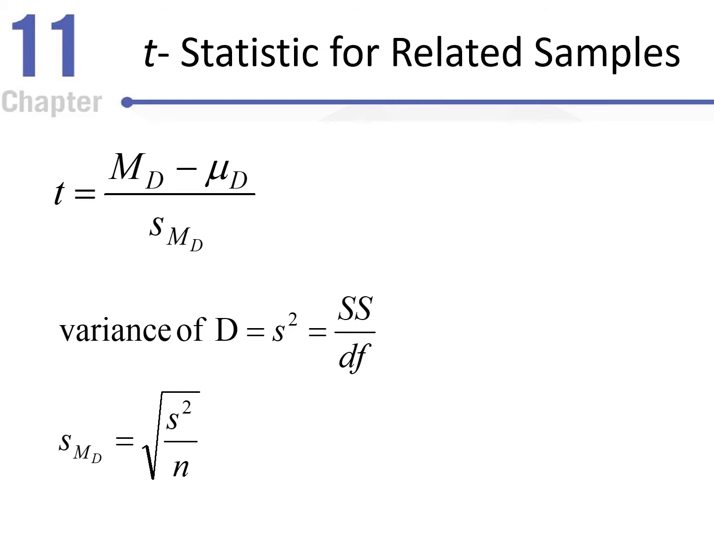So if you simplify that, it becomes s over the square root of n, and that gives you the standard error of the difference scores. So once you have the mean of the difference scores and the standard error of the difference scores, you can have your t-value, you're done. Just like you did the single sample t-test, except instead of raw scores, you're using difference scores. That's the only difference.